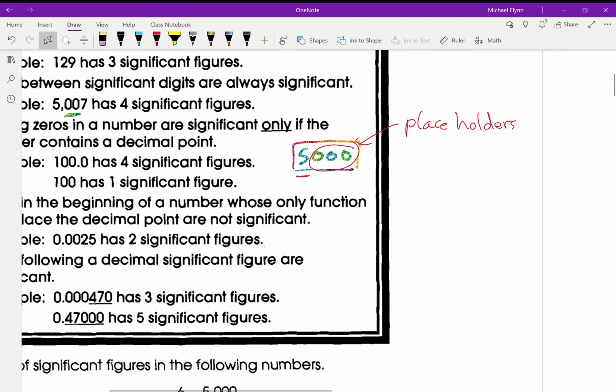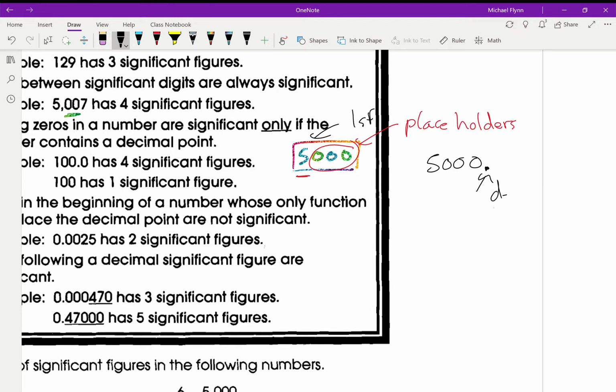Now, this is kind of weird, but if I want all those numbers to count, like let's say I count the number of blades of grass and I got it down to exactly 5,000 and I want to show you it's exactly 5,000, well, I would have to write it like this. It's exactly 5,000. Now, normally, without a decimal point, this number has one significant figure, 1SF, like that, and the placeholders don't count.